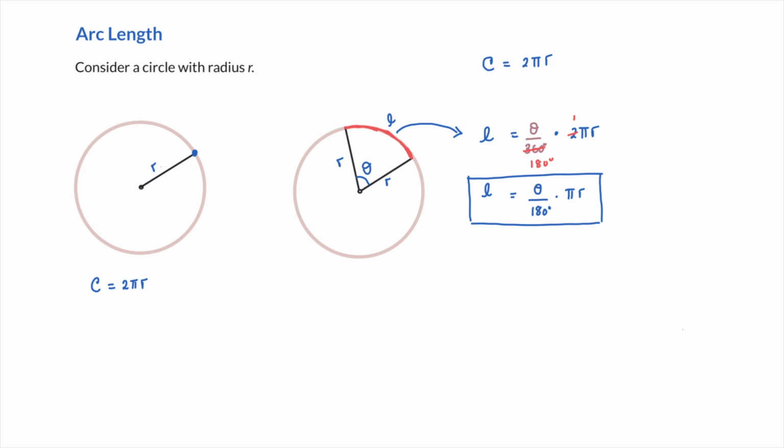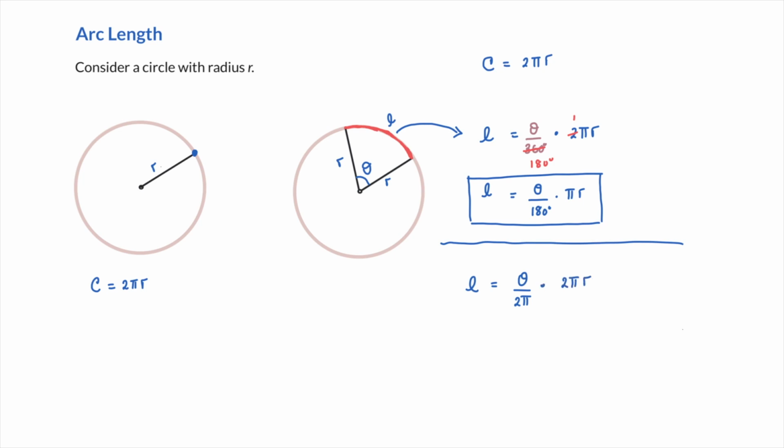Now, what about if theta is being measured in radians? In the case of trig, more often than not, we're measuring our angles in radians. Well, if that's the case, we're just going to follow the same approach, but instead of using 360, I'm going to use 2 pi. 2 pi radians is the same as 360 degrees. So then L is going to be equal to theta divided by 2 pi times 2 pi r.